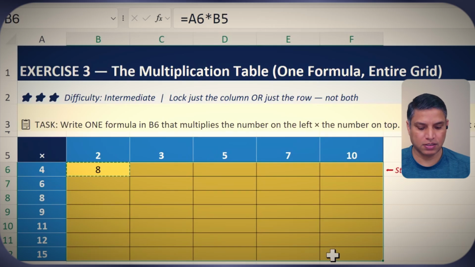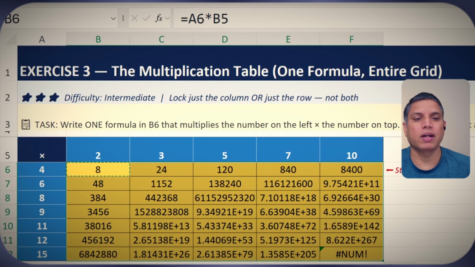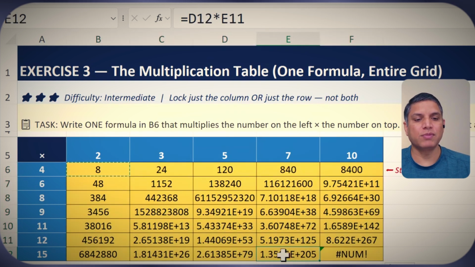But here, if I copy this and paste it in all these cells, look at the numbers. The same problem is coming again and again. And the number is becoming so big. Look at this. Something raised to the power 205. Such a big number. We can't even read it properly.